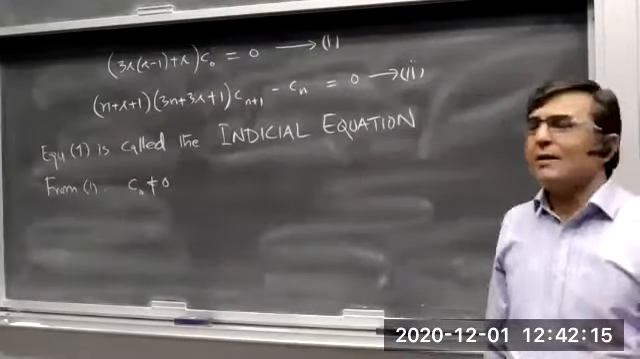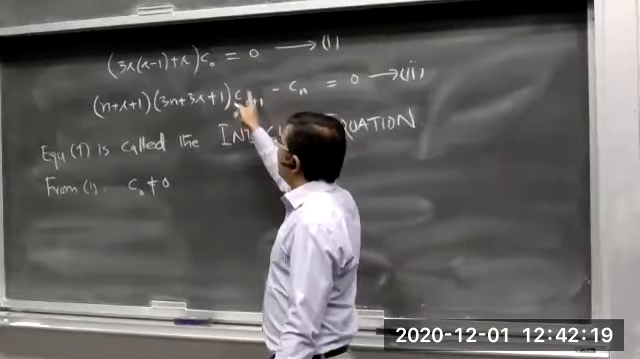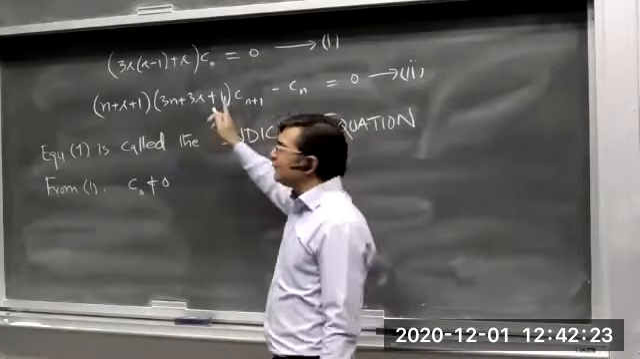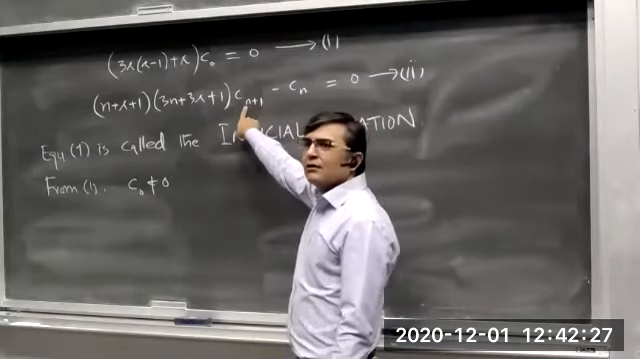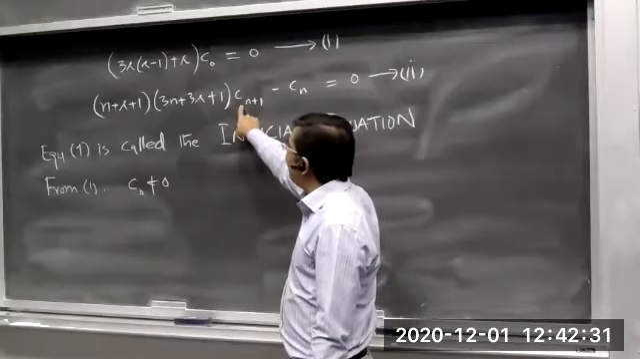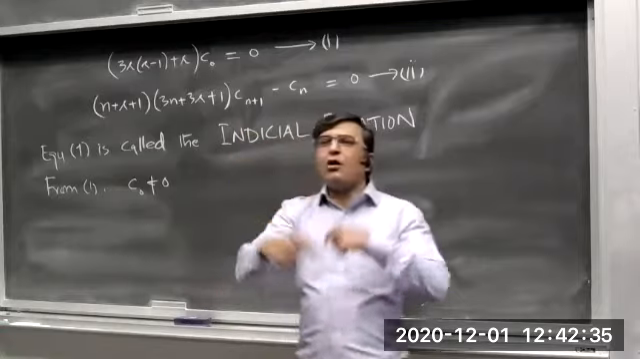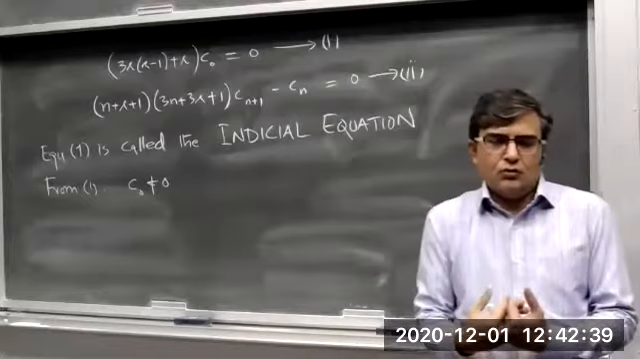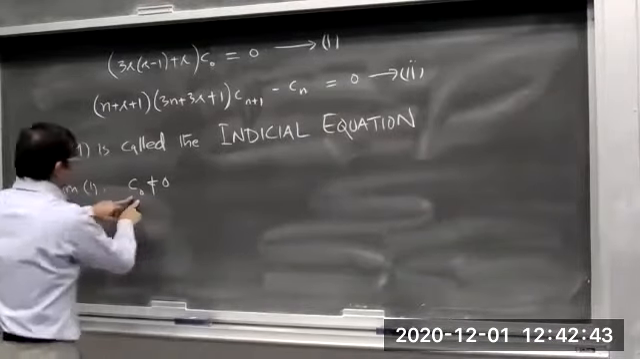If C naught becomes 0, then all the constants will become 0 by using this recurrence relation. Because if we put n equal to 0 here, we get C1 here. And when we try to find C1 in terms of C0, and C0 is already 0, all the constants will become 0, and we get the trivial solution, which we are not interested in. So we assume that C naught is not equal to 0.